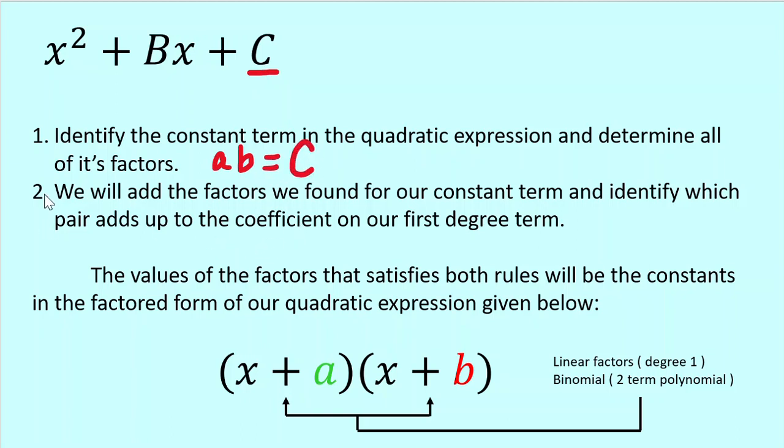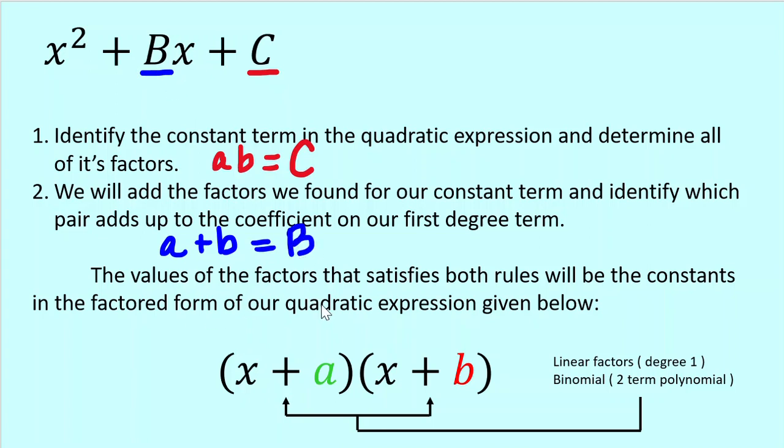Our second rule or condition is that we're going to add all the factors that we found for our constant term, and we're going to identify which pair adds up to the coefficient on our first degree term. Our coefficient on our first degree term is what we're calling capital B here. So in other words, we're taking all these values of a and b that multiply and equal our constant term, and we're summing them, so we have a plus b, and we're looking for the ones that add up to our first degree term's coefficient, which is capital B.